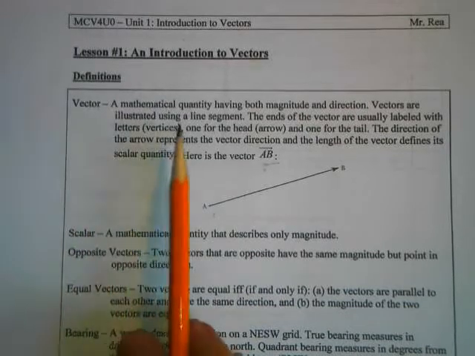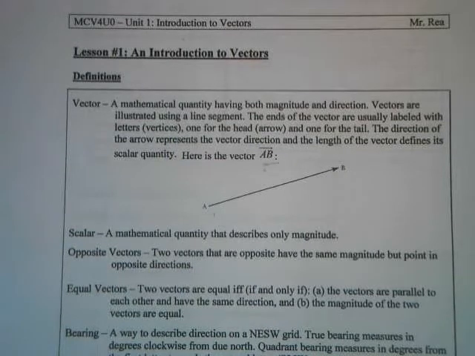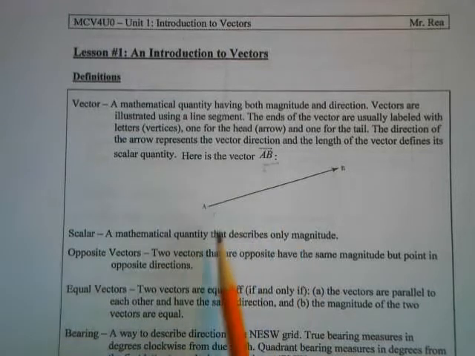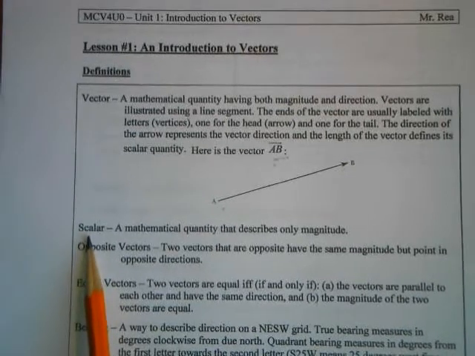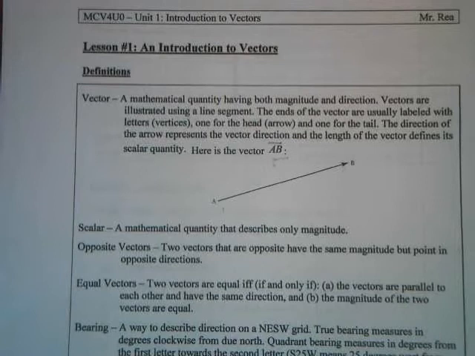Okay, now the key part about the vector, it's got two types of measurements. It's got the magnitude, or basically the size. In the case of this vector, it might be the length of the segment, and the direction that it's going in. Okay, and the other type of measurements that we're used to are called scalars. Now scalars only have magnitude. They don't have a direction. And we'll get into a little comparison of what's a vector, what's a scalar on the next page.